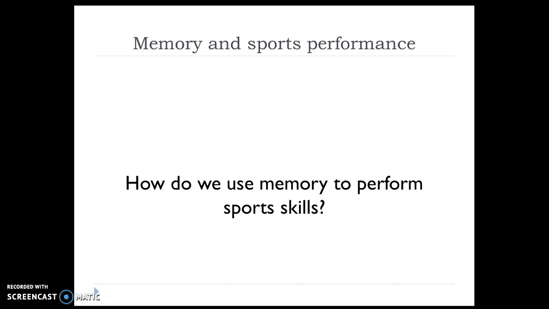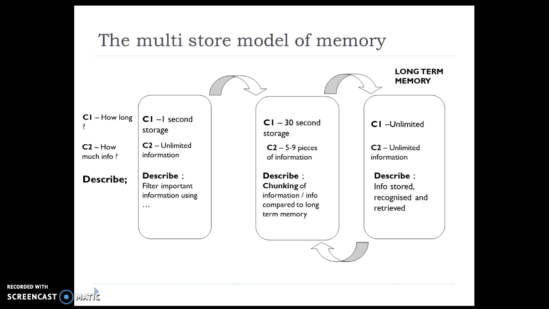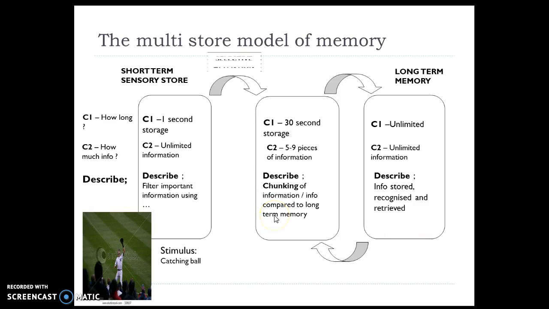Now what we have to understand is this isn't a case of how you remember, it's how you use your memory to actually perform skills in a split second. Okay, so what happens then? There is a model used to explain this process of using memory to perform skills. The memory model is called the multi-store model of memory, as up here, and within this you need to have certain key bits of information.